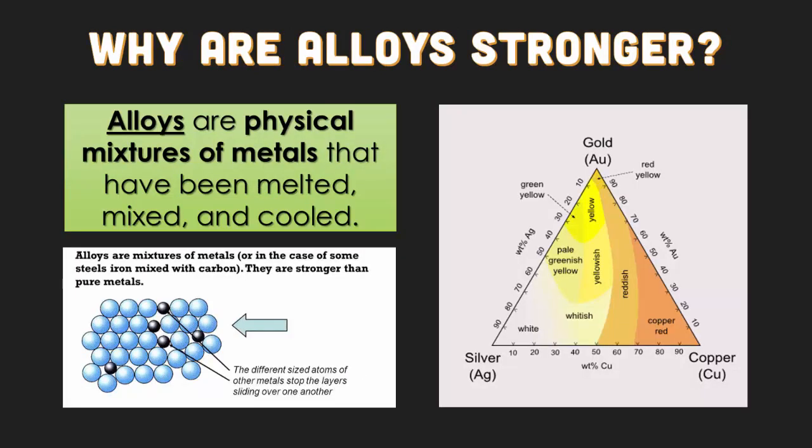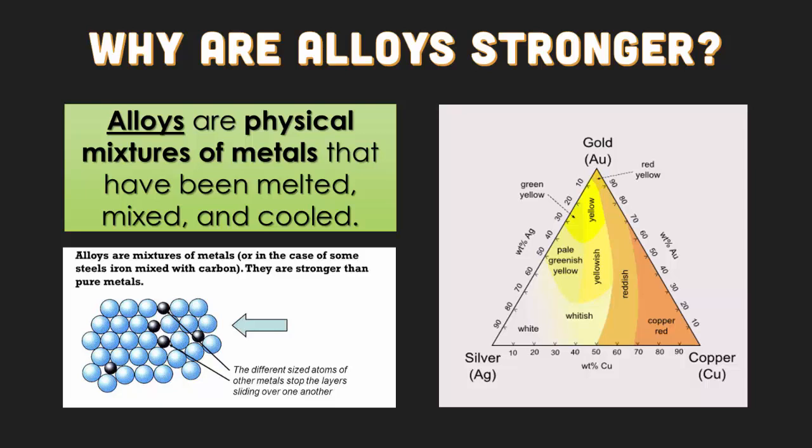Alloys are going to be very strong because they're actually physical mixtures of metal that have been melted, mixed, and then eventually cooled. So alloys are mixtures of metals, and they are stronger because of the fact that they have the ability to stop that sliding factor. So steel, bronze, those are examples of alloys.